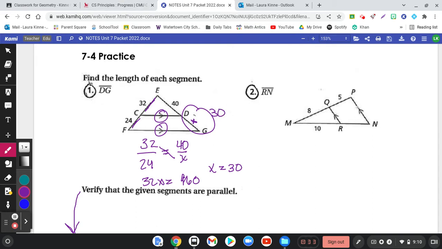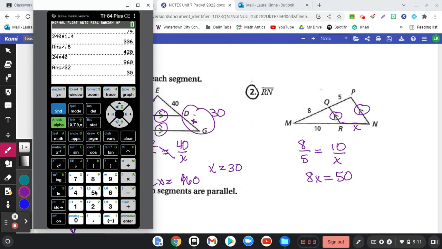Okay, same thing here. All right, we're looking for RN, just that spot right here. So again, 8 over 5 equals 10 over x. So we have 8x equals 50, and we cross multiply. 6.25. If you're good with proportions, this chapter is pretty easy for the most part.